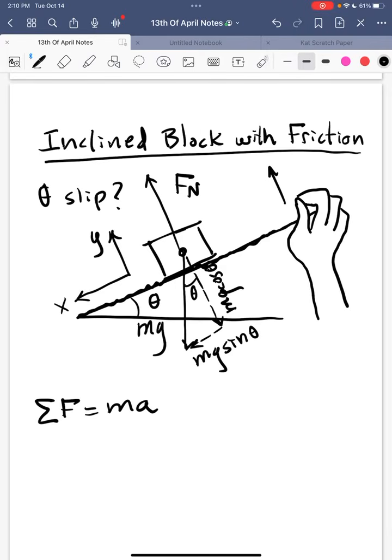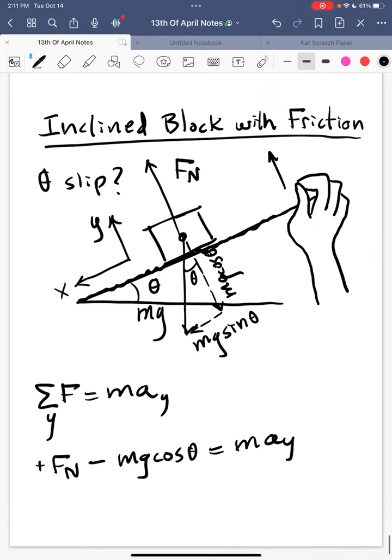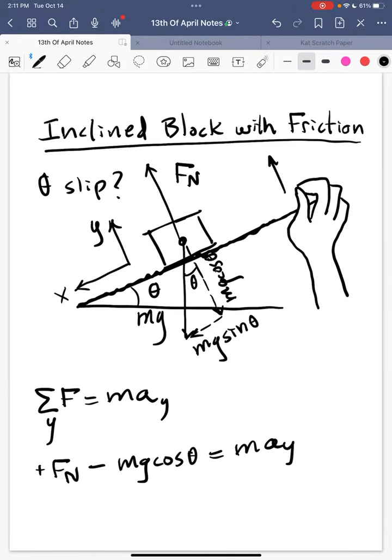So let's do the y direction. Let's look at the sum of the forces in the y direction. For that, I'm only concerned with the normal force pointing up along the y-axis, and I'm also concerned about mg cosine theta, which is pointed along the y-axis as well, but in the negative direction. So in the positive y direction is the normal force, and in the negative y direction is mg cosine theta. That's going to equal the mass of the block times its acceleration in the y direction. This is my equation for the sum of the forces in the y direction.